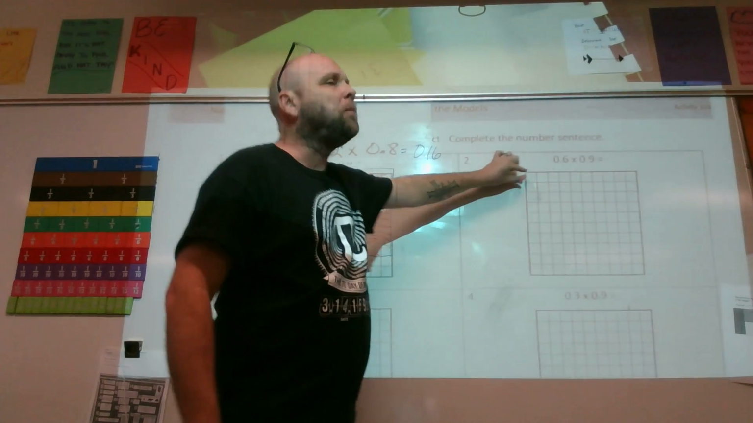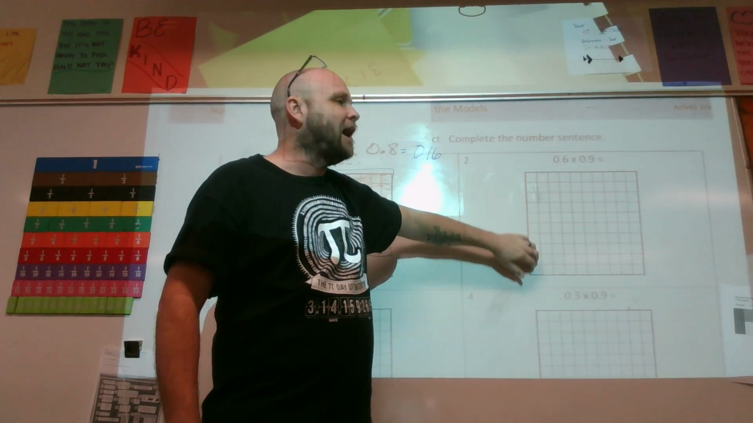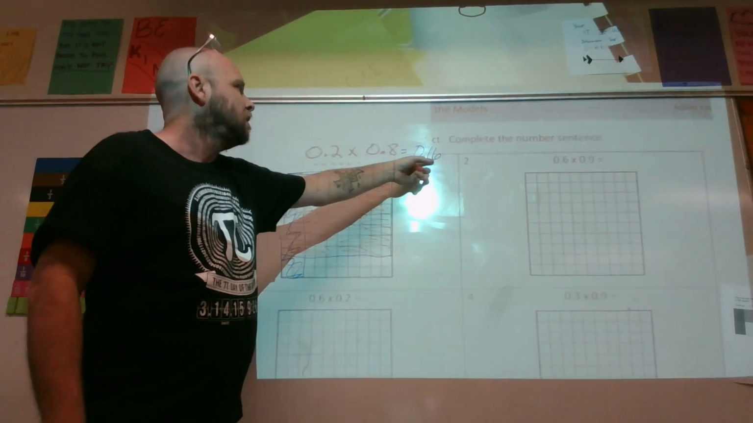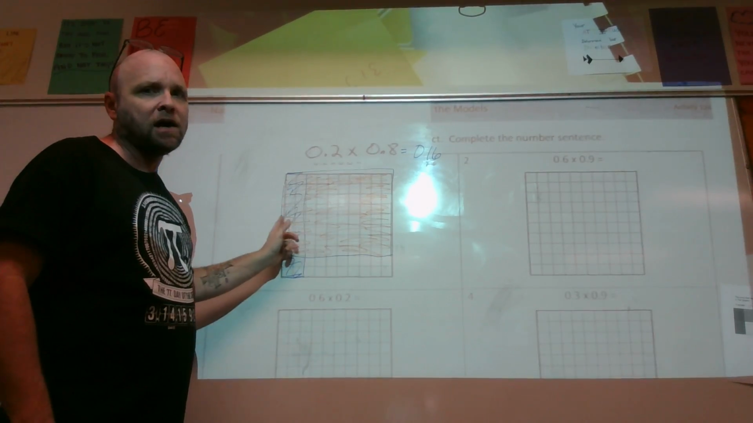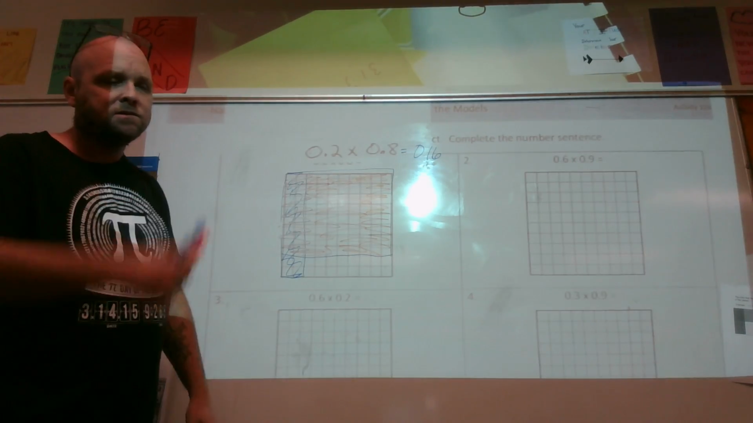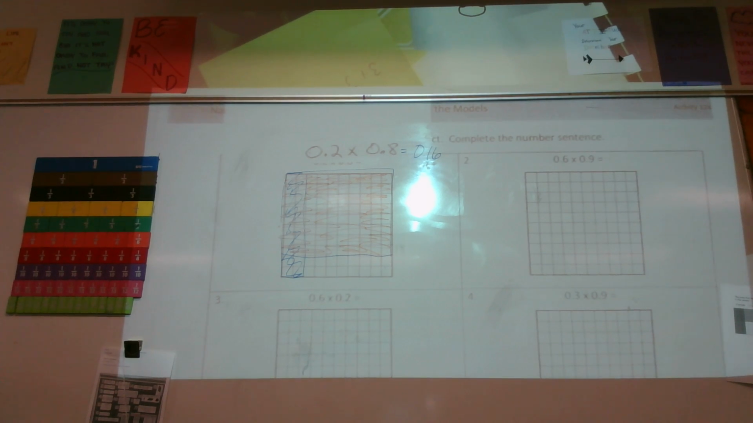Remember, each of these little blocks is one hundredth. So you're shading in how many little boxes there are, and that number has to be in the hundredths place. Like we had 16 little boxes shaded in here, so my answer had to be 16 hundredths. Which ones are shaded in twice?